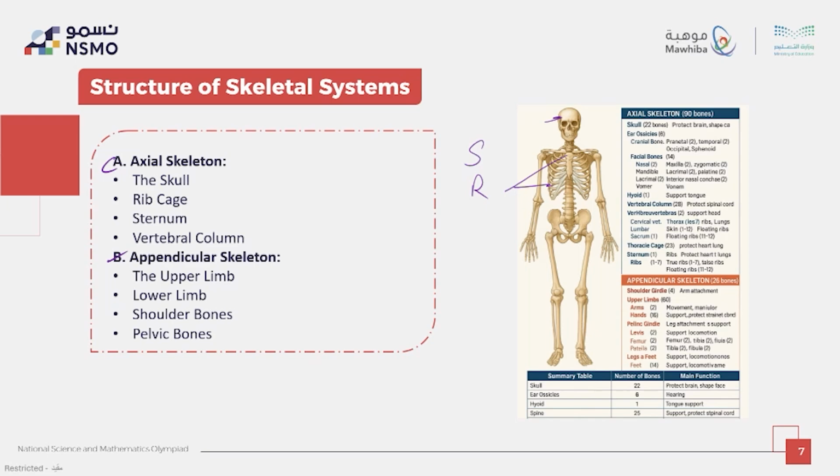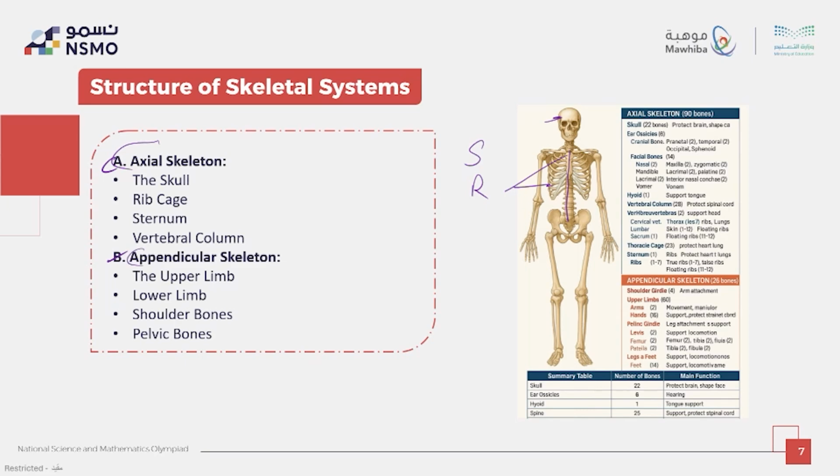Okay, and let's talk about the vertebral column. That one is here, from behind. It's not only a support pillar, but also a pathway for nerves connecting the brain to the body. So that is the axial skeleton. Let's talk now about the appendicular skeleton.